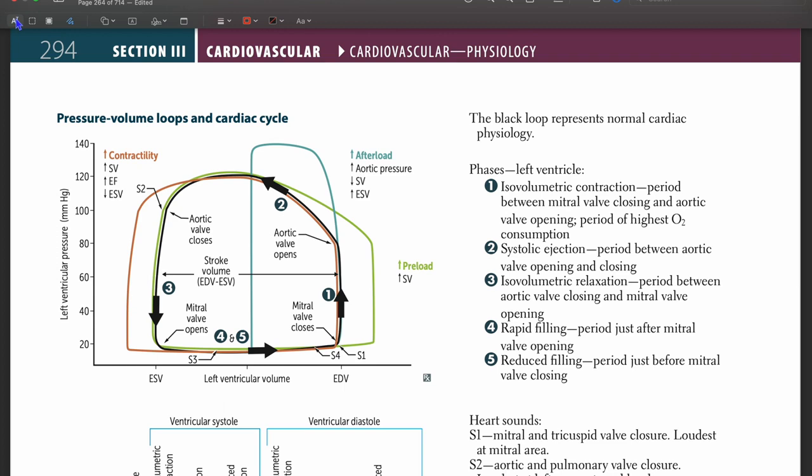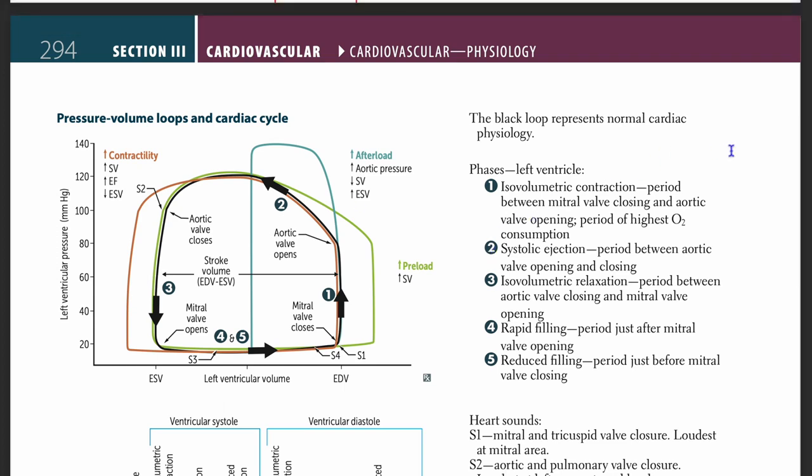The black loop represents normal cardiac physiology phases. Left ventricle 1, isovolumetric contraction: period between mitral valve closing and aortic valve opening. This is the period of highest O2 consumption, right? Coronary arteries are supplying the oxygenated blood, right? So by the time the blood from the coronary arteries reaches the coronary sinus, it's going to be fully deoxygenated, right? Okay, and it also drains into the right atrium.